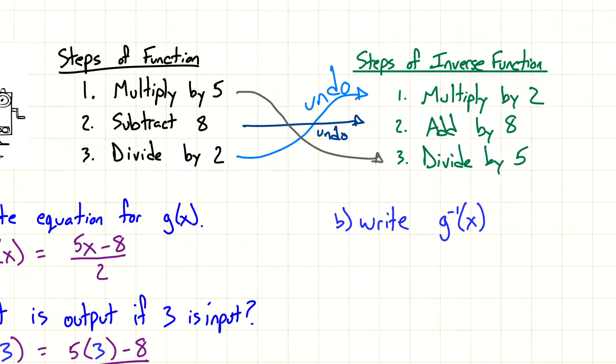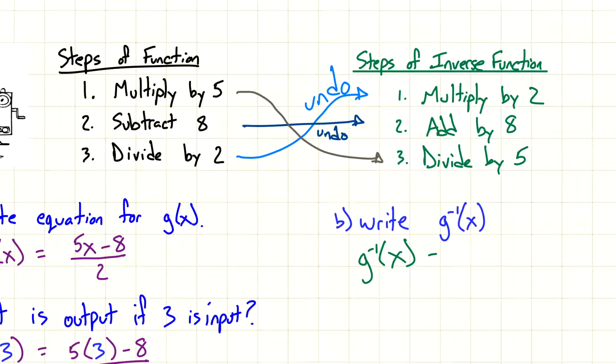All right, so all I did was reverse the order, and every operation is going to do the opposite. So now we have an order for our inverse function. So now let's use that to help us actually write the equation. Let's start with the notation g inverse of x. Don't forget that minus 1.